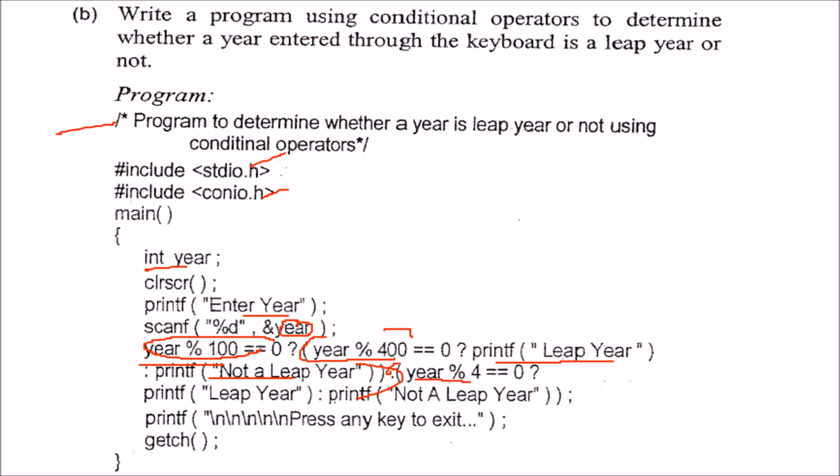If year modulo 4 is equal to 0, then we say it is a leap year, or not a leap year. So this is quite a nesting of various options which are available. So just try it using your IDE.